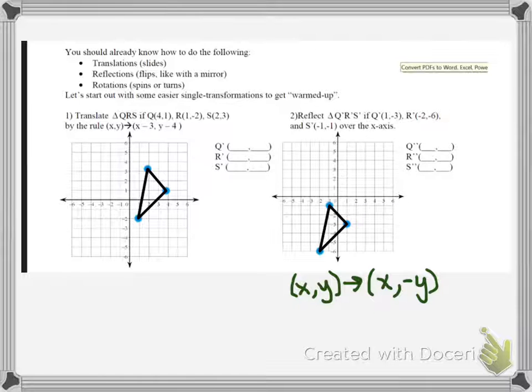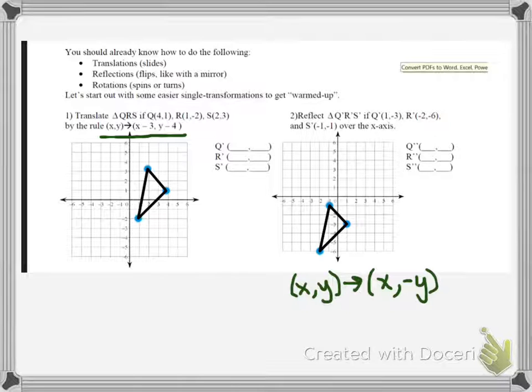So now we're going to try doing more than one transformation at a time. Here on the left you can see a triangle QRS, and we're going to translate it by the rule (x, y) goes to (x minus 3, y minus 4). That means it's going to go left 3, down 4.